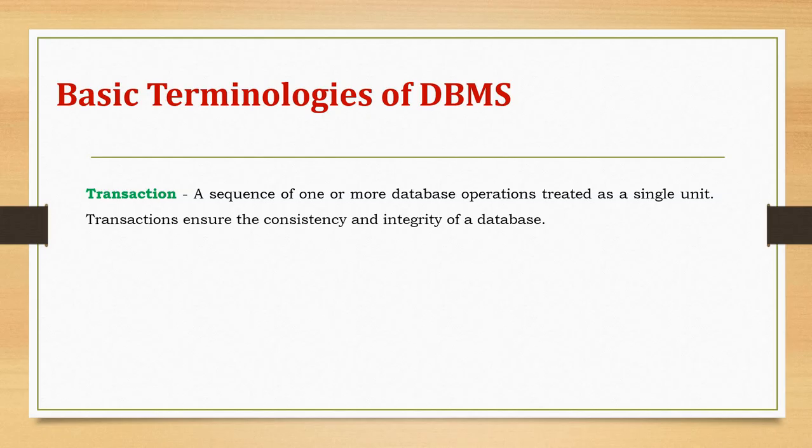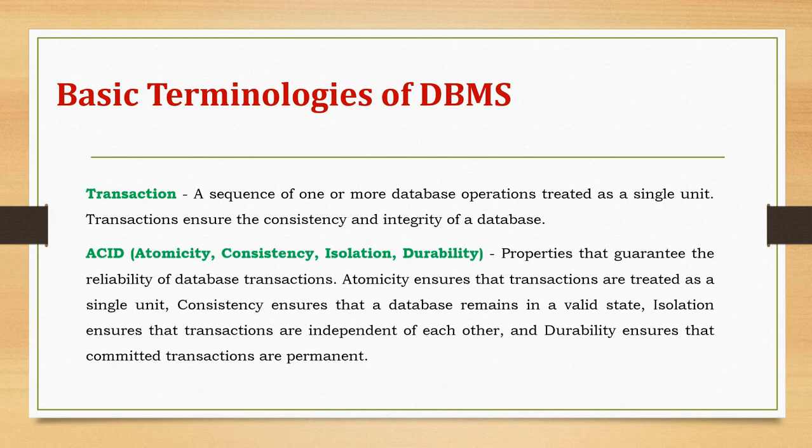Transaction, we know very well. When we transfer data from one place to another, the transaction helps us. And ACID properties: atomicity, consistency, isolation, and durability. These properties guarantee reliability. Atomicity is mainly focused on the single unit, and consistency means validating our data. Isolation means transactions are independent of each other. And durability makes committed transactions permanent.